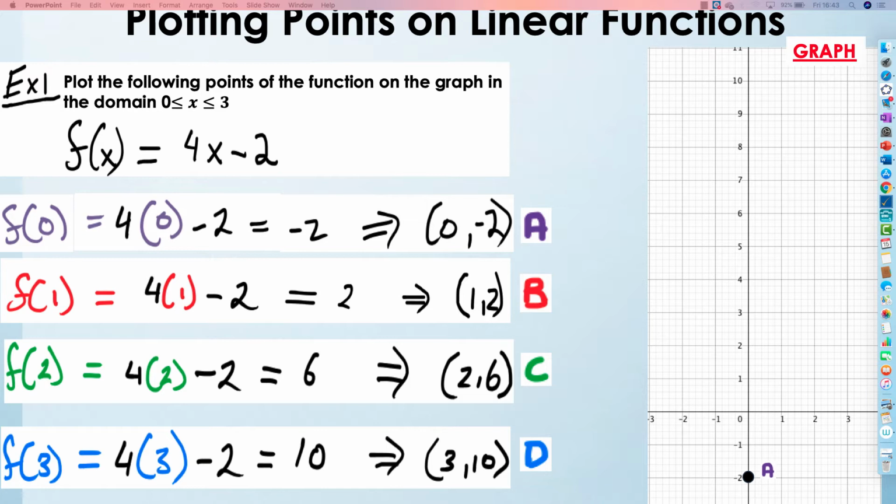Where's our next point going to be? On over to 1 and up to 2. There's our second point. Our next point is? Out to 2 and up to 6. And our last point? Out to 3 and up to 10 is there. And then, because it's a linear function, we draw a line through our points. Is that okay?